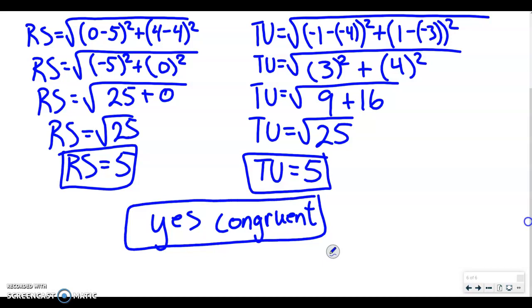Sort of a three-part on that one. We found RS, we found TU, and we identified that they were congruent.